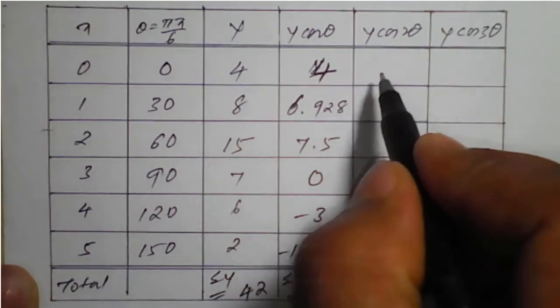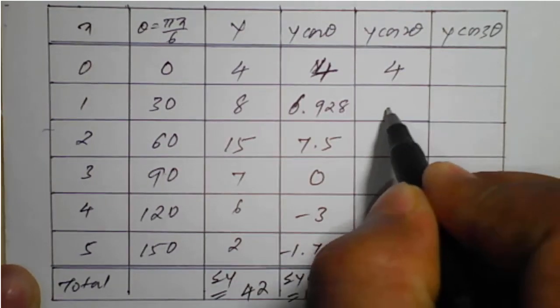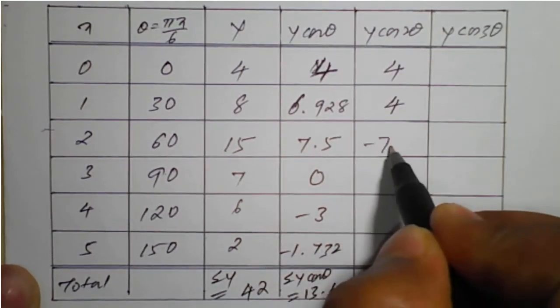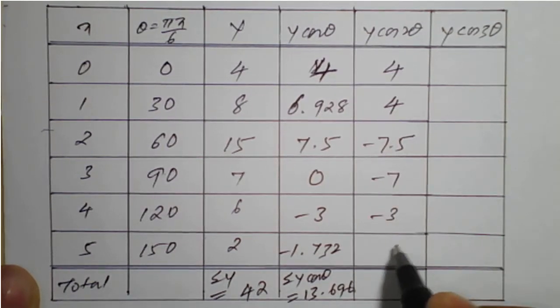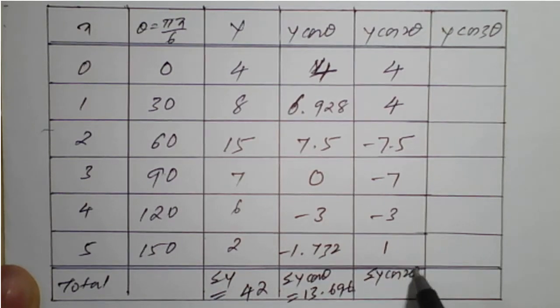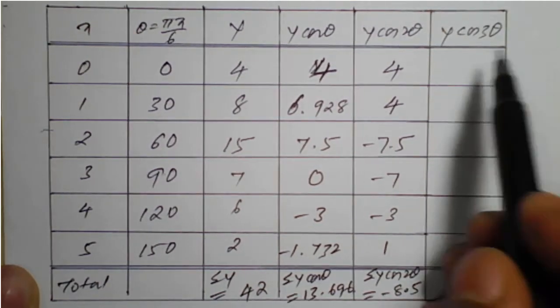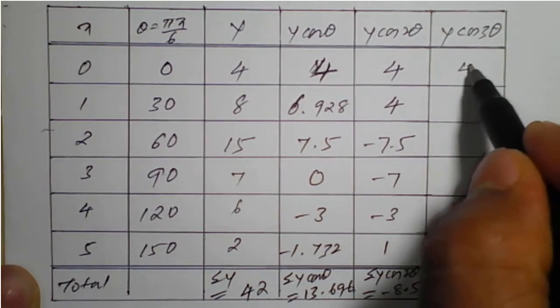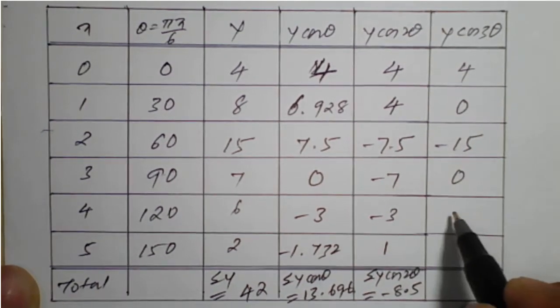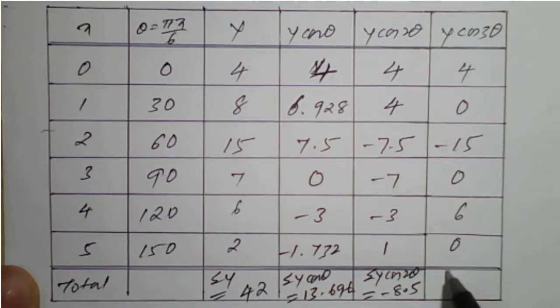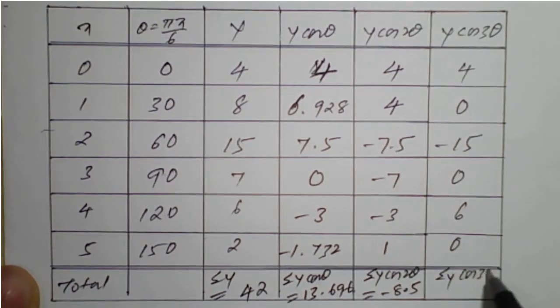So y cos 2 theta on calculation is 4, minus 7.5, minus 7, minus 3 and 1, and the value of summation y cos 2 theta will be minus 8.5. Similarly y cos 3 theta will be 4, 0, minus 15, 0, 6, 0, and the summation of y cos 3 theta will be minus 5.